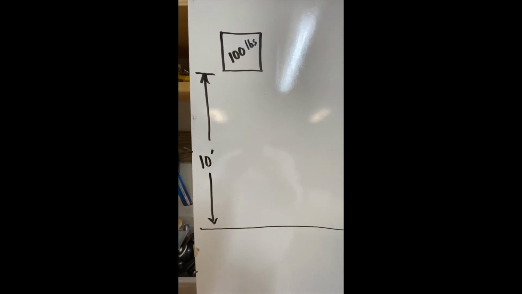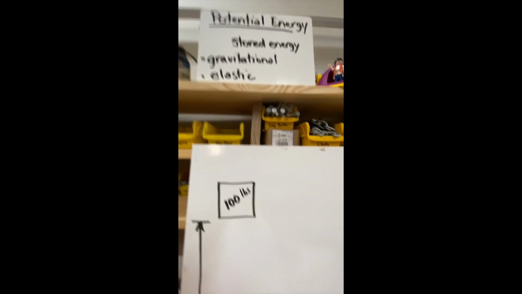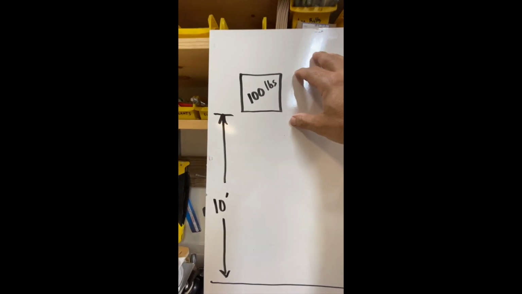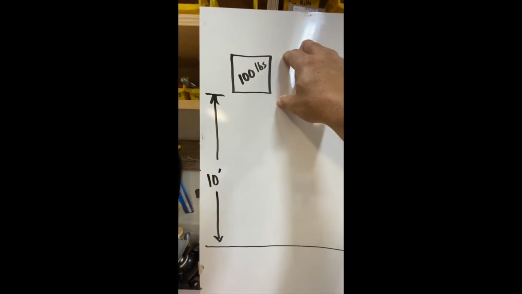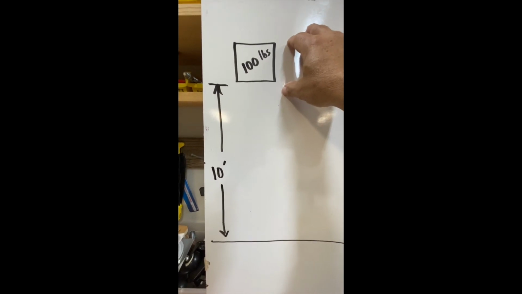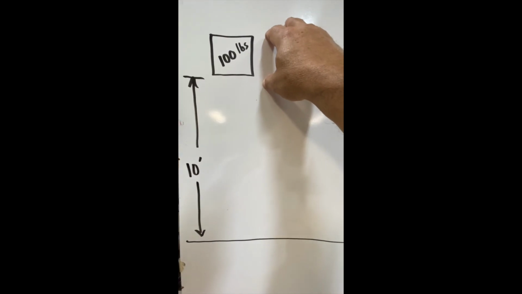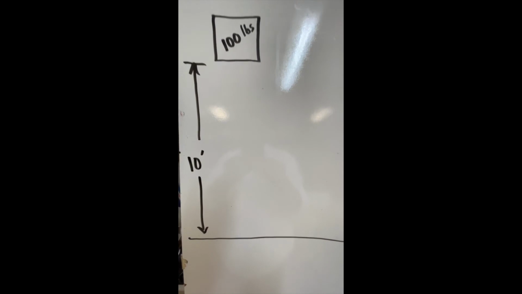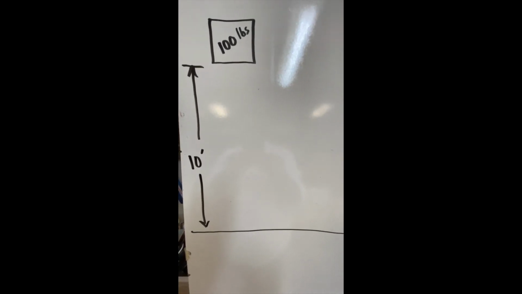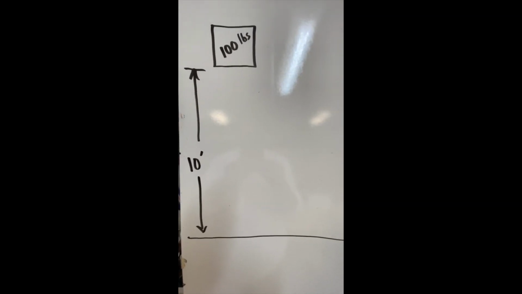So the potential energy is that this is gravitational stored energy. While it is sitting up there, it does not have any kinetic energy. It's not in motion, but it has the potential to have a lot of kinetic energy if it were moving. So this is stored energy. It's called potential energy because it has the potential to do a lot of work, but it's not doing any work right now.